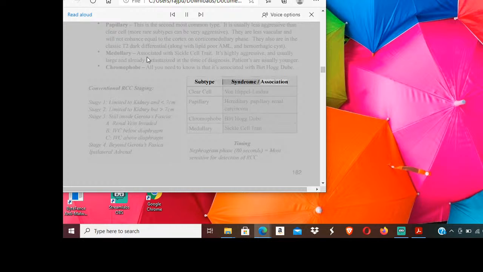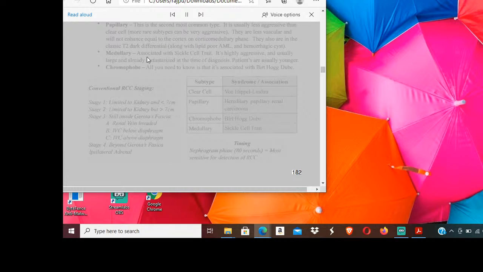Subtype, syndrome association. Clear cell: von Hippel-Lindau. Papillary: hereditary papillary renal carcinoma. Chromophobe: Birt-Hogg-Dubé. Medullary: sickle cell trait. Timing: nephrogram phase, 80 to 120 seconds, is most sensitive for detection of RCC.